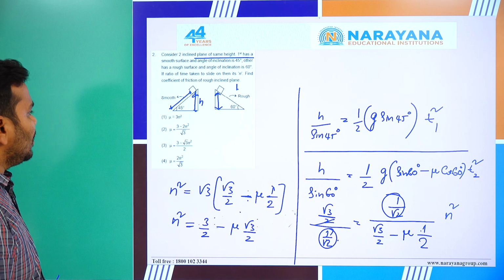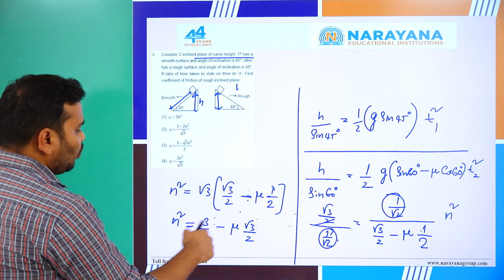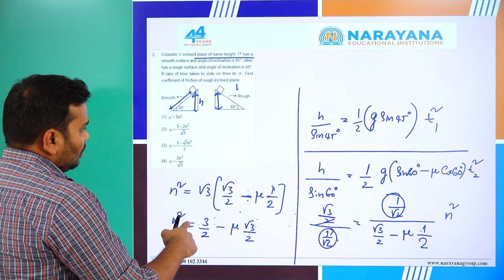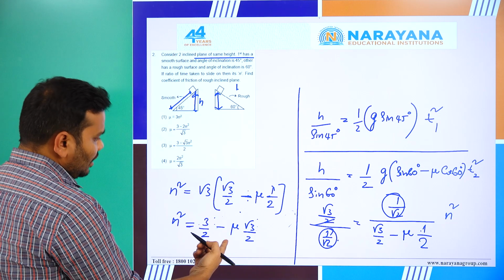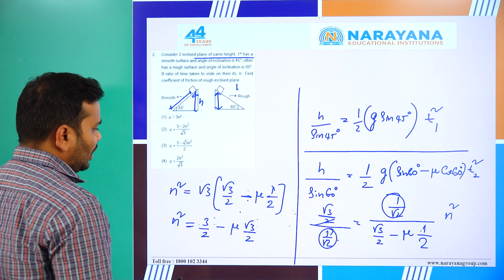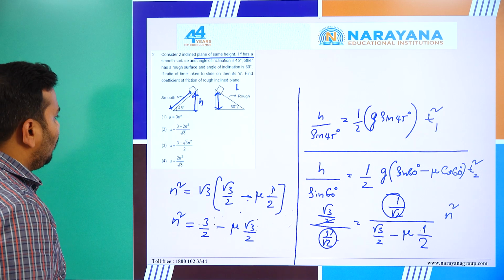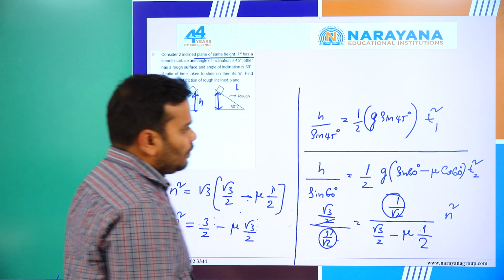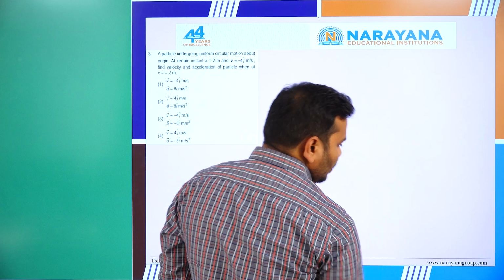So from this you can get the mu value: n square, 3 by 2 minus n square, and that into 2 by root 3, you have to write it. So this will become the second option, fine. Next we will go for another question.